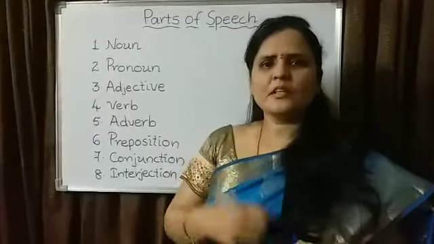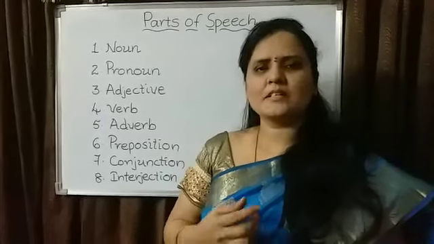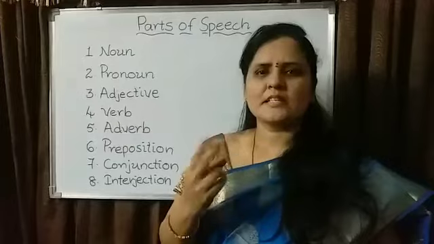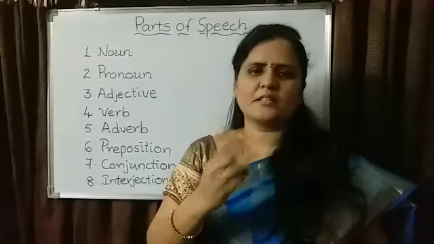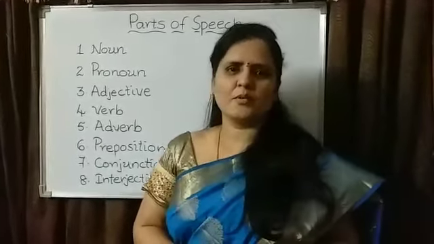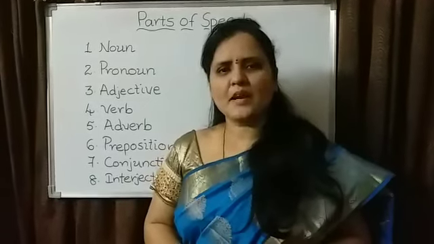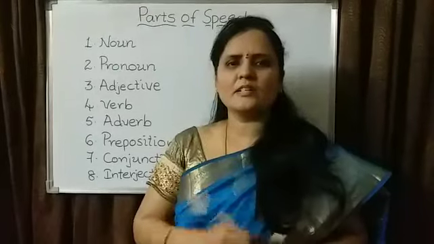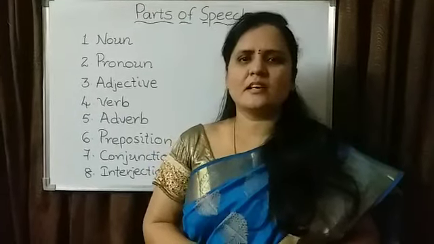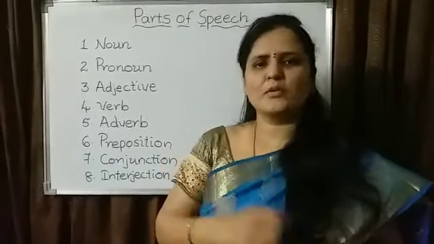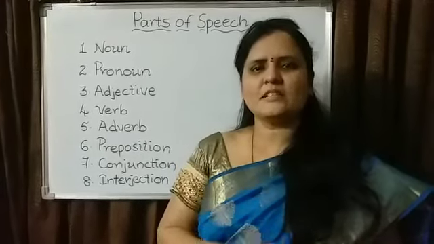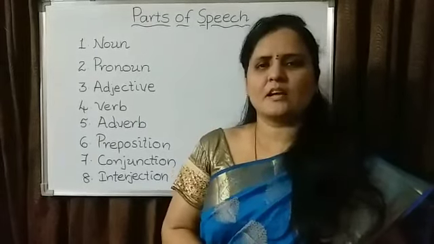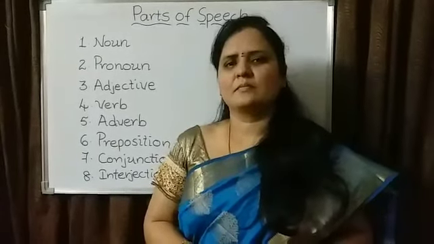Now, these pronouns are also called persons. There are 3 persons: first person, second person, and third person. Let's see the singulars and plurals. First person pronoun is I and the plural is we. Second person singular is you and the plural is you. Third person singulars: he, she, and it. The plurals are they and them.